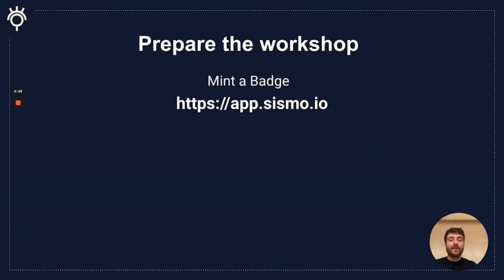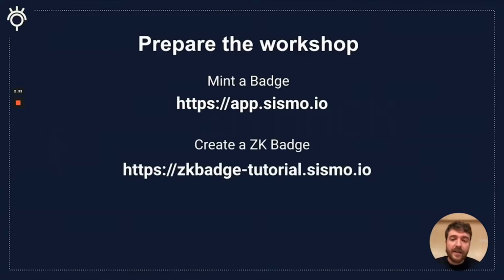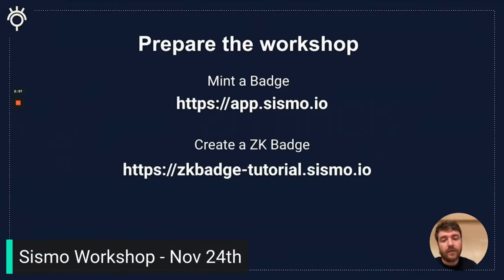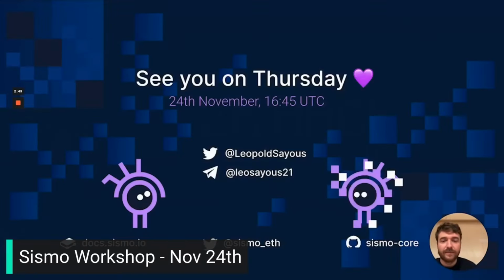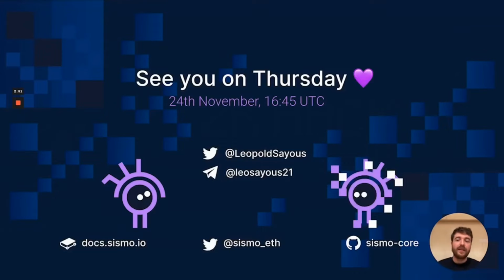If you want to prepare for the workshop, you can mint a badge on our app. You can also try our tutorial that will show you how to create a ZK badge. We also have a no-code tool called Sismo Factory, where you can create a new ZK badge with no code. So, thank you, and see you on Thursday.